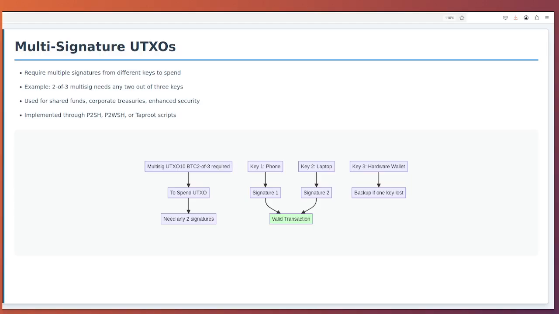There are different technical implementations. Pay-to-script hash, or P2SH, was the original method, wrapping the multisig script in a hash. Pay-to-witness script hash, or P2WSH, is the SegWit version, offering lower fees. More recently, Taproot enables more complex spending conditions while looking like single-signature UTXOs on the blockchain, improving privacy. Multisig UTXOs demonstrate how the UTXO model's flexibility enables sophisticated security models without requiring changes to the base protocol.